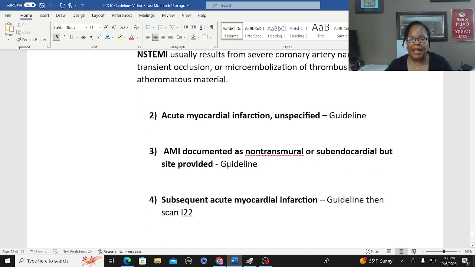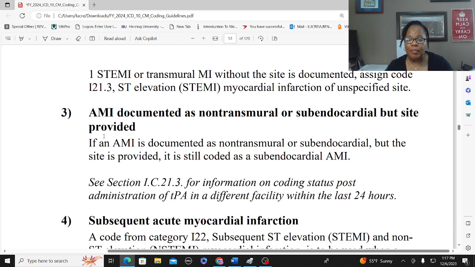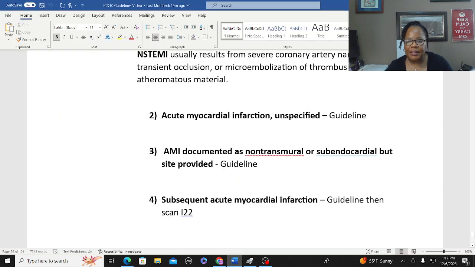Now, number 3, AMI documented as non-transmural or subendocardial, but site is provided. The guidelines are clear on this, okay? If an acute myocardial infarction is documented as non-transmural or subendocardial, but the site is provided, it is still coded as a subendocardial acute myocardial infarction. Okay? Number 4, subsequent acute myocardial infarction. Let's first look at the guidelines.